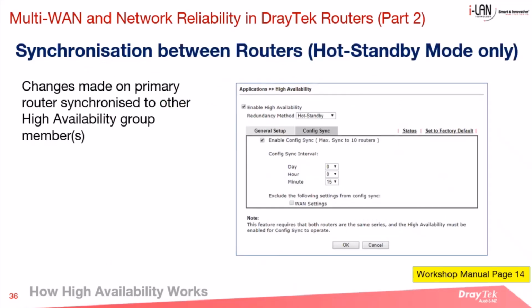Okay, when using hot standby mode, you can enable config sync to synchronize the primary router configuration to other routers in the high availability group. In this example, we have configured a sync to be 15 minutes. So if you change any of the settings of the primary router, every 15 minutes, those settings are going to be synced to the other routers in the high availability group. You can set a day, hour, or minute, but by default, it's minute.